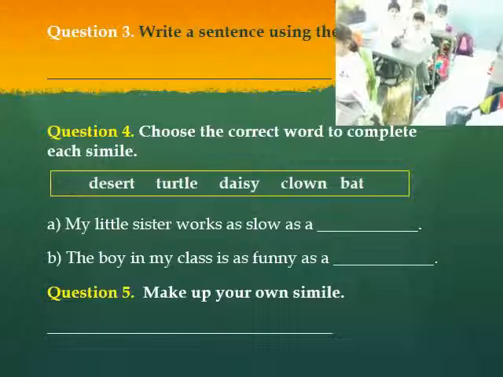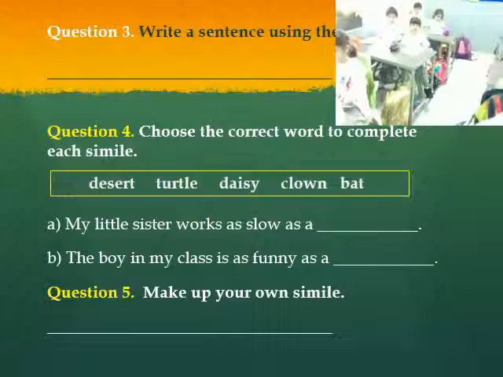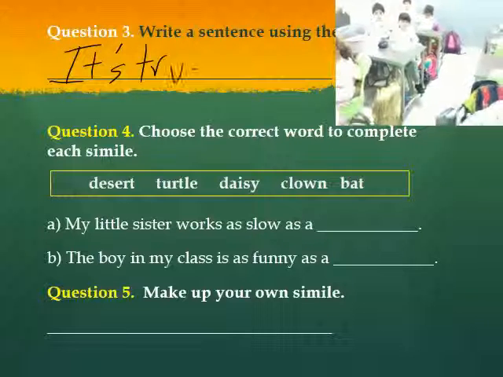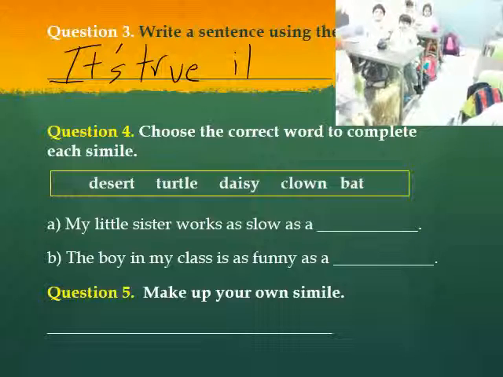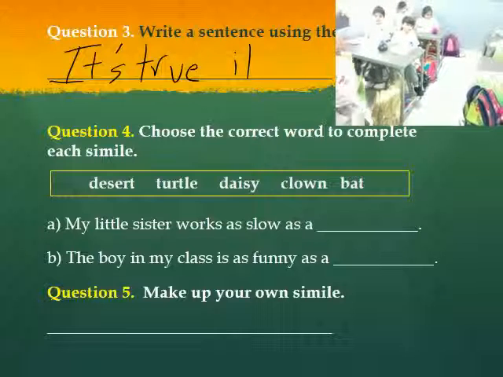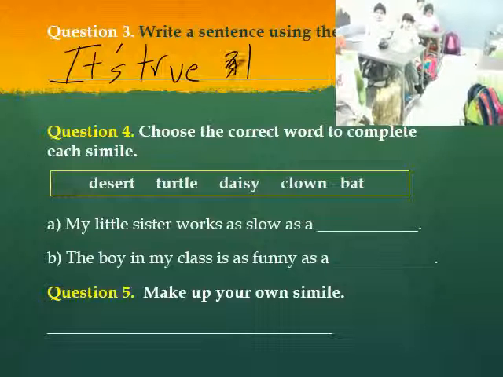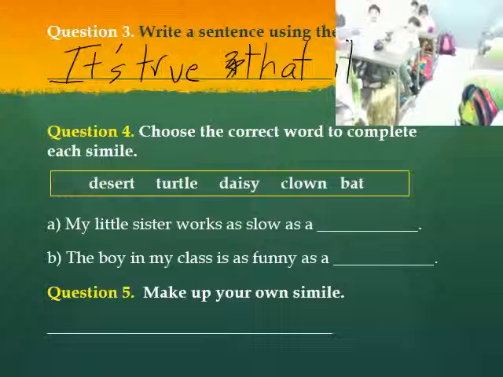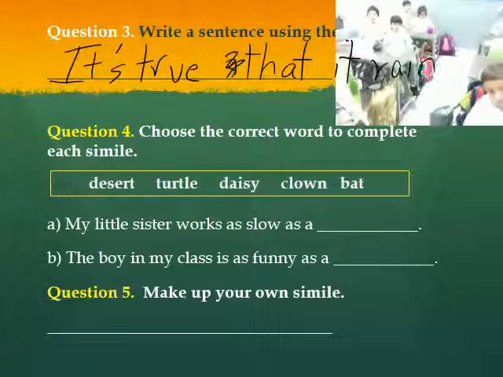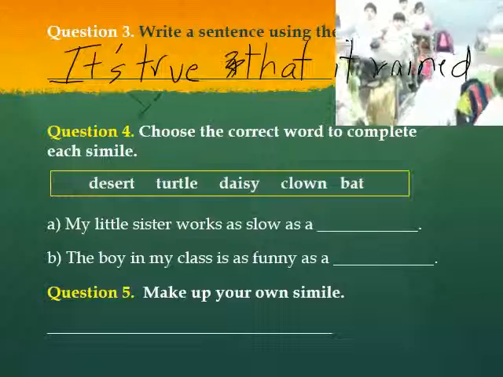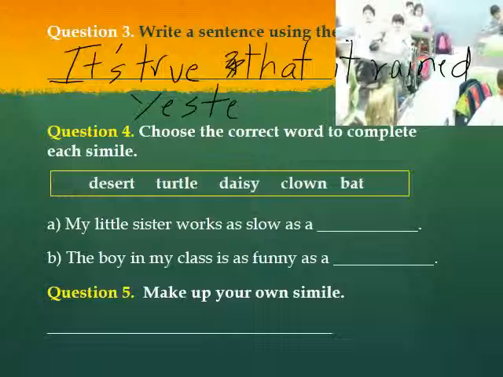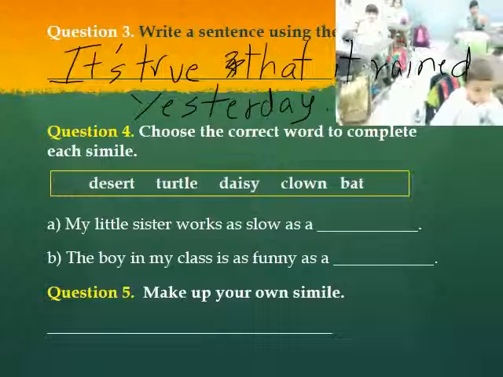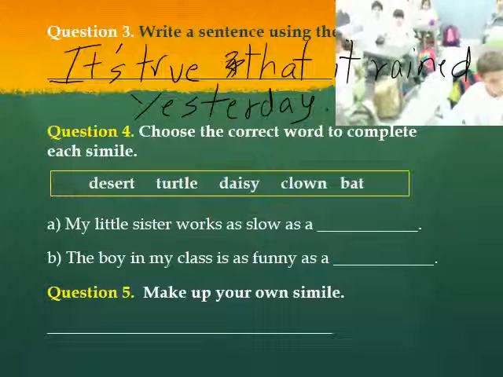It's true it will going to rain. It is true. It's going to rain. I have a better idea. Let's say it's true that it rained yesterday. Okay? Very good. Now, question 4.